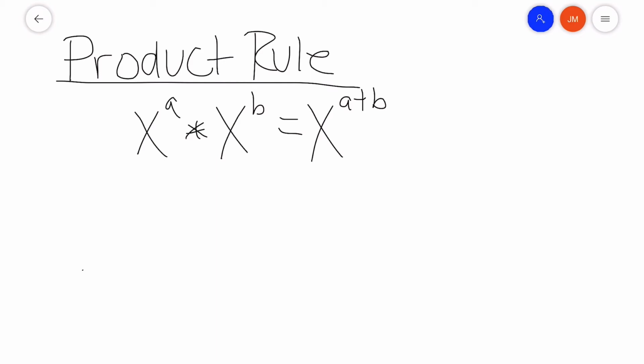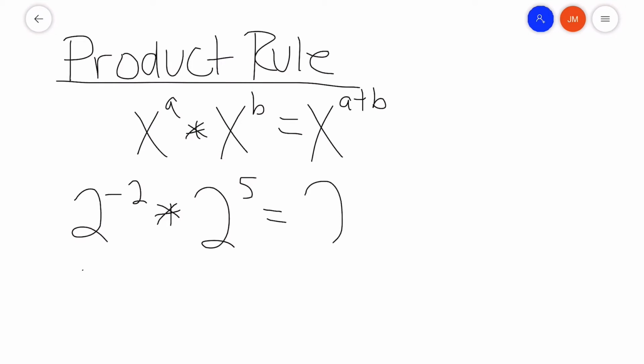So let's do a couple of examples. So first, we have 2 to the negative 2 times 2 to the 5th. So based on the product rule, we know that this equates to 2 to the negative 2 plus 5 power, which equals 2 to the third power. 2 to the third power we know is just 2 times 2 times 2, which is 8.